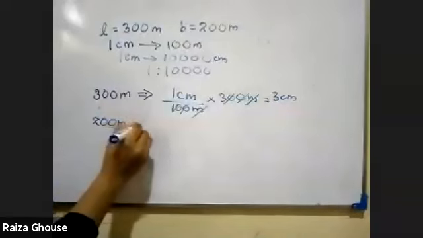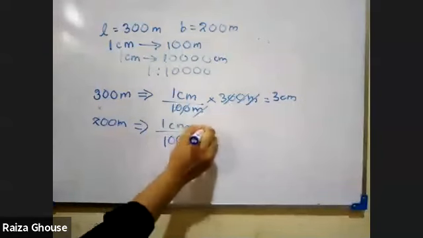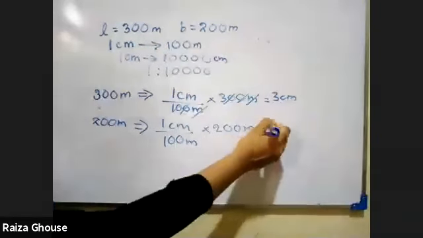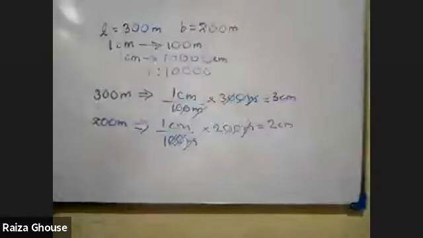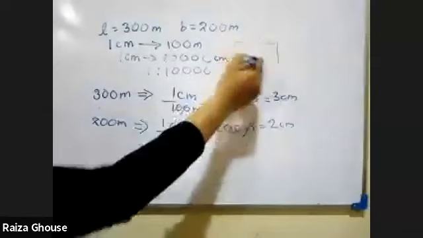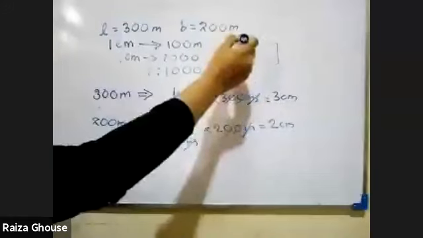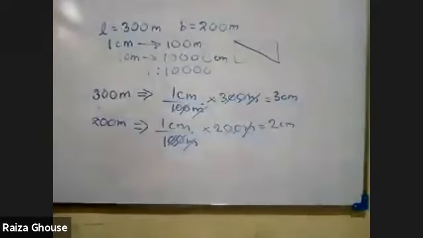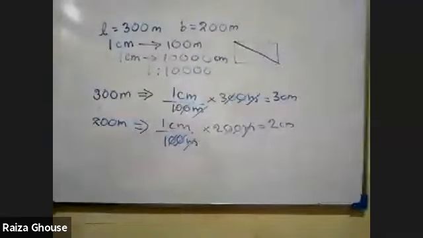200 meter means the same method. 100 meter represented by 1 centimeter. Then 200 meter is represented by 2 centimeter. Meter and meter cancel. Zeros are cancelled. 1 times 2 is 2 centimeter. Is this question clear? After doing this, you have to draw 3 centimeter and 2 centimeter. And then I ask you to draw the diagonal. You have to join these two vertices and measure. Suppose you have got 3 centimeter and 2 centimeter, you will get the diagonal as around 3.5.